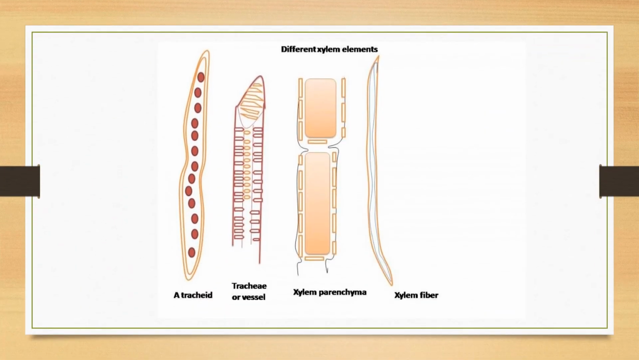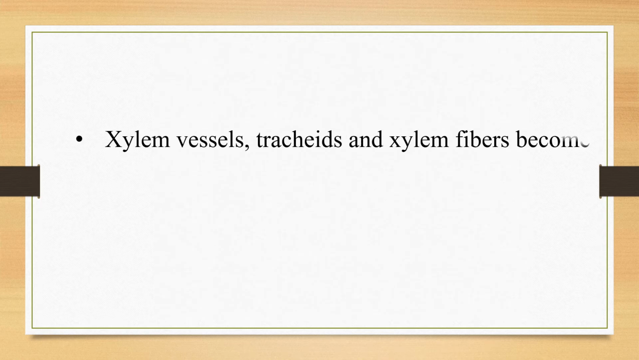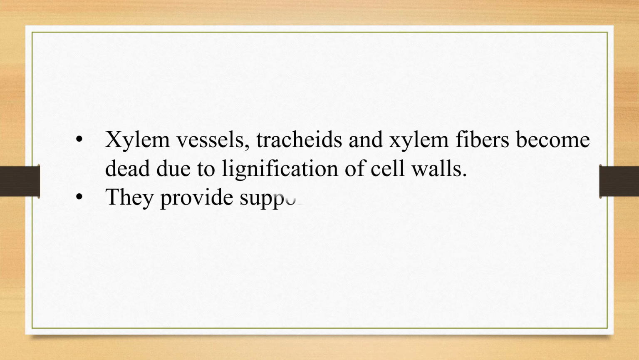In this picture, you can observe the four types of cells in the xylem tissue: a tracheid, xylem vessel element, xylem parenchyma and xylem fiber. You can see the xylem fiber is narrower than the tracheid. And also in the xylem vessel elements, their cross walls have dissolved to form a continuous tube. Xylem vessels, tracheids and xylem fibers become dead due to lignification of cell walls. They provide support to the xylem tissue.